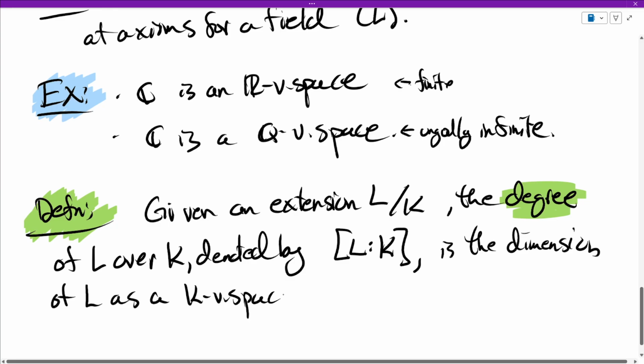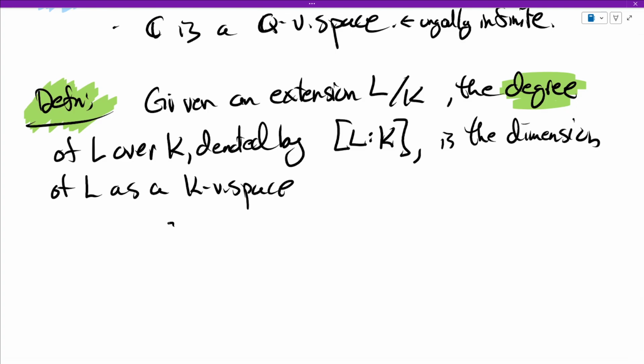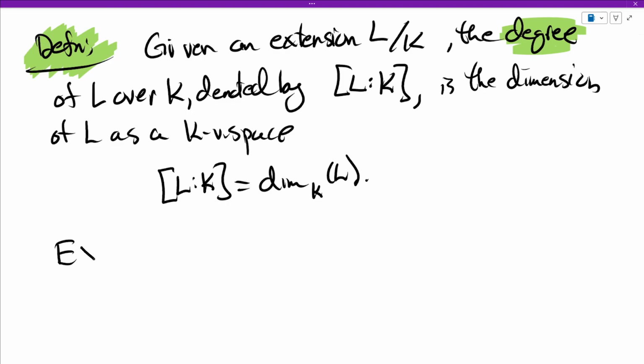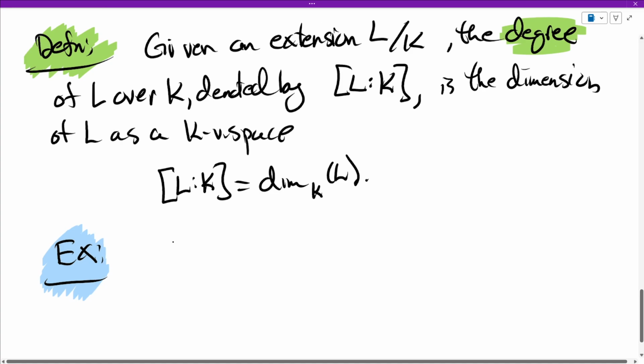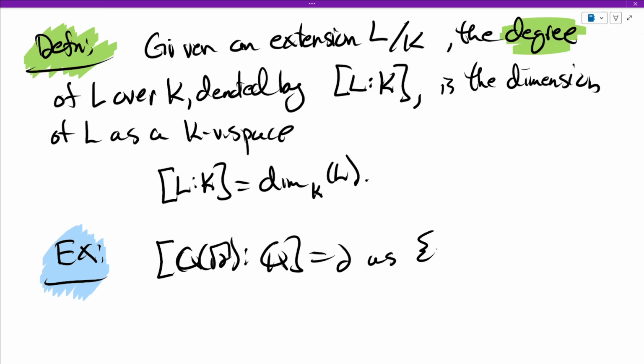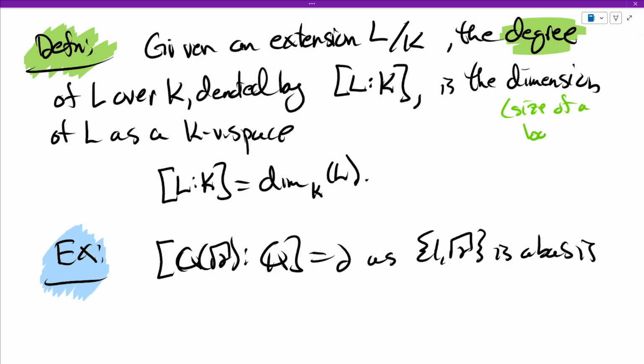Or in the notation of our motivating example from earlier, the degree of L over K is the dimension over K of L. All right, so let's do some examples of computing this. I think it would be helpful to start with the ones from before, because we already computed them. So the degree of Q adjoin root 2 over Q is 2, as 1 and root 2 is a basis. And of course, the dimension, if you've forgotten, is just the size of any basis.